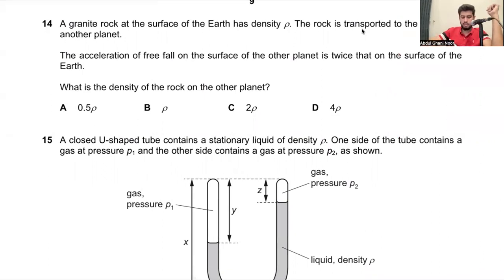The formula for density is mass per unit volume. Irrespective of the planet, the mass stays constant. Irrespective of the planet, the volume stays constant. Hence, the density stays constant. So if the density was rho on the surface of the earth, the density will be rho on the surface of this other planet. It's common sense, yes.